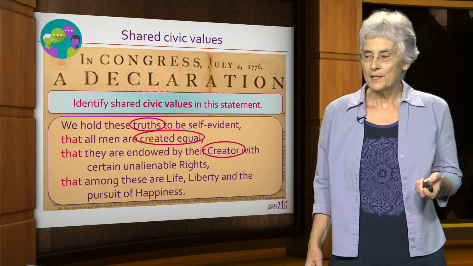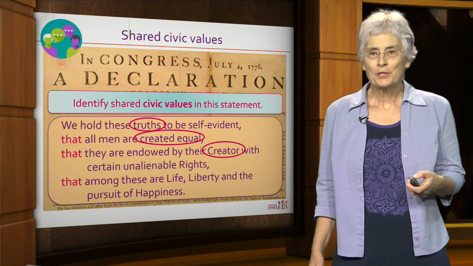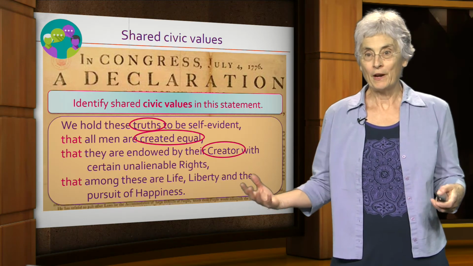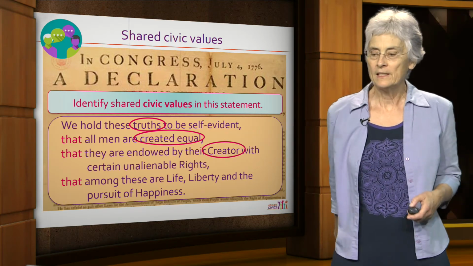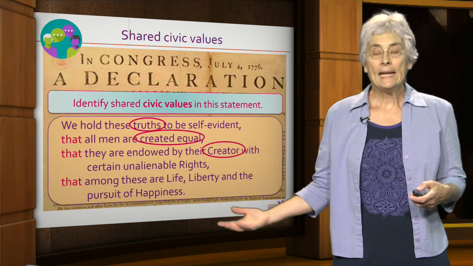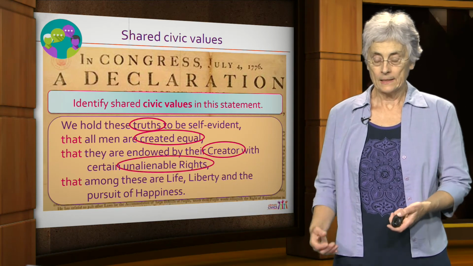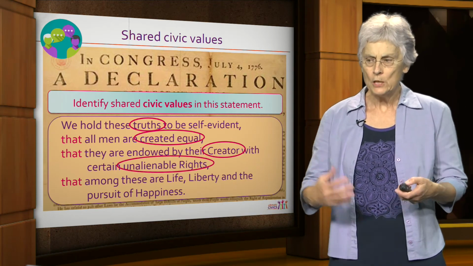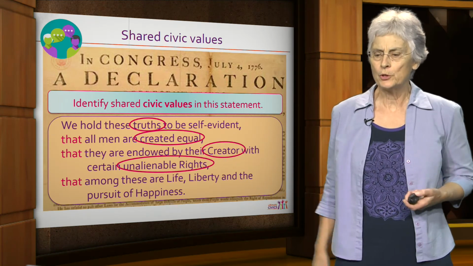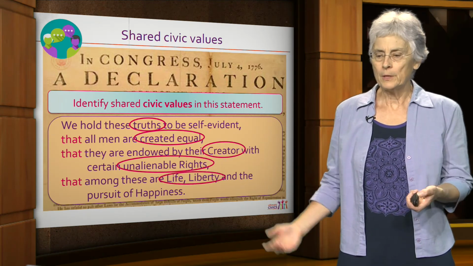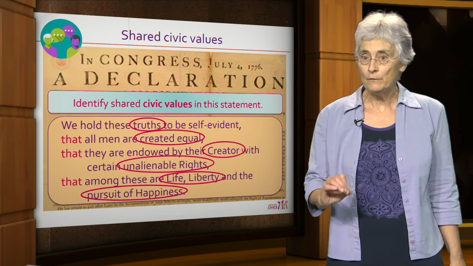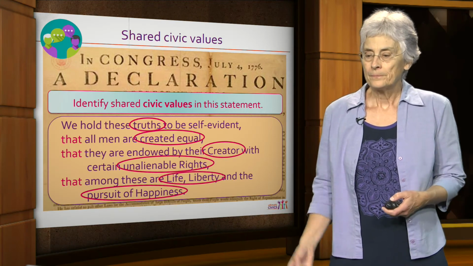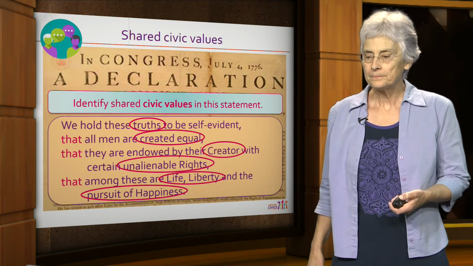And one audience, the young person thought that the Creator was mother, which was very interesting. It spawned a whole conversation. Creator with unalienable rights. That's another shared civic value. We know we have these things. They're valuable to us. And then, of course, life, liberty, and pursuit of happiness as individual rights in the Declaration.